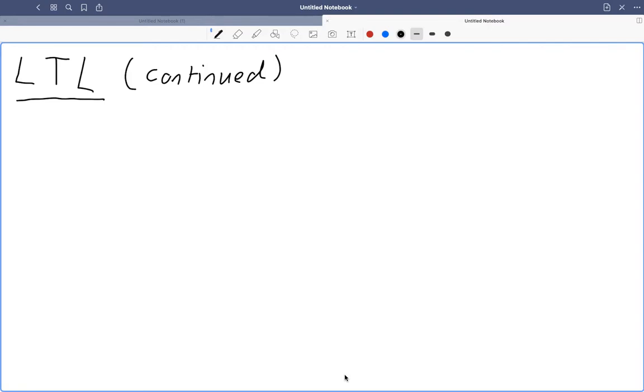This is the second part of lecture 7 of Logika v računalništvu on linear time temporal logic. In the first part we did the background, and now in this second part we're going to finally see what linear time temporal logic is.